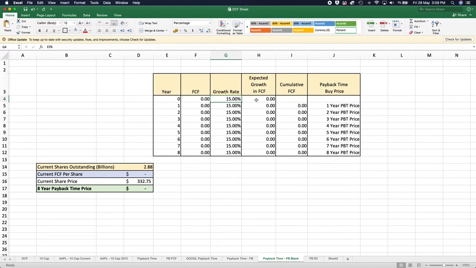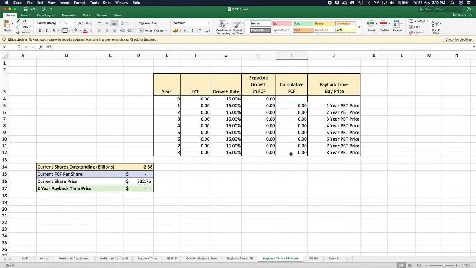But then we can see here we've got the expected growth in free cash flow. This is basically just the free cash flow, and then we're compounding it by 15% each year. Once we populate the numbers, that'll all become a bit clearer. And then here is the cumulative free cash flow. This just adds up every year's free cash flow until we get to the total free cash flow at the eighth year.